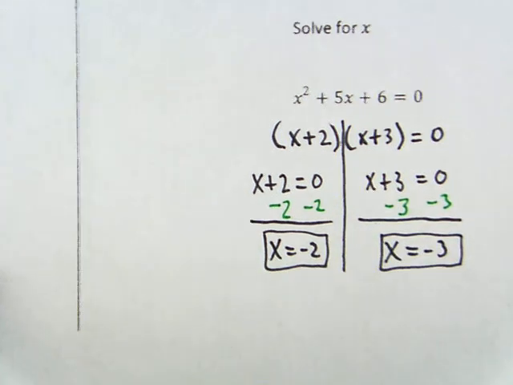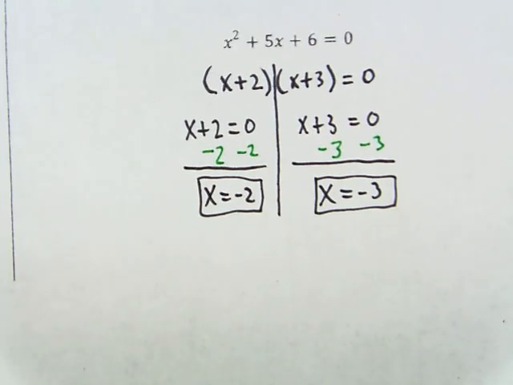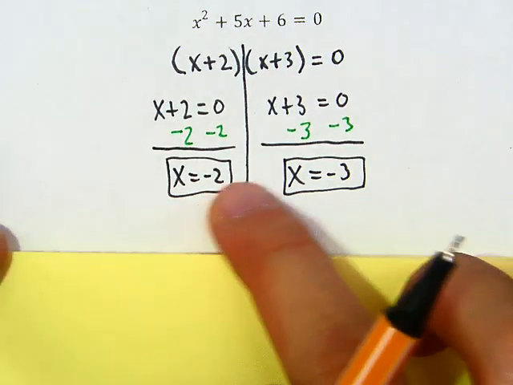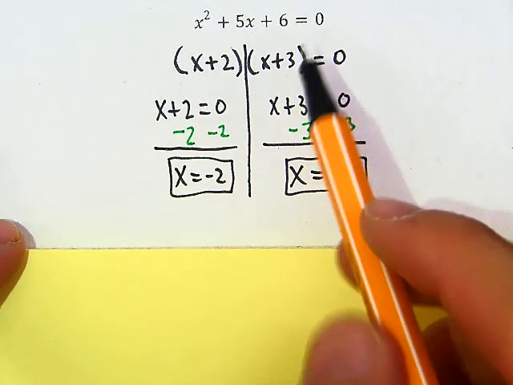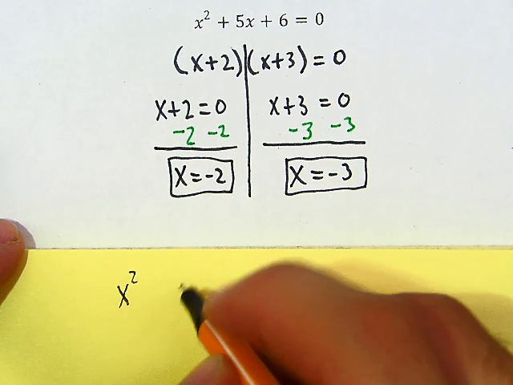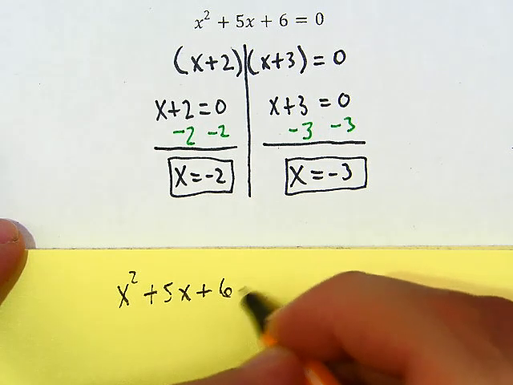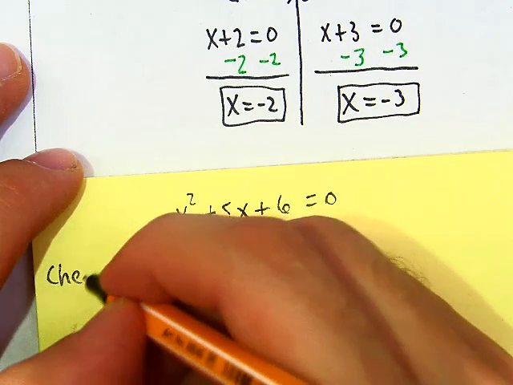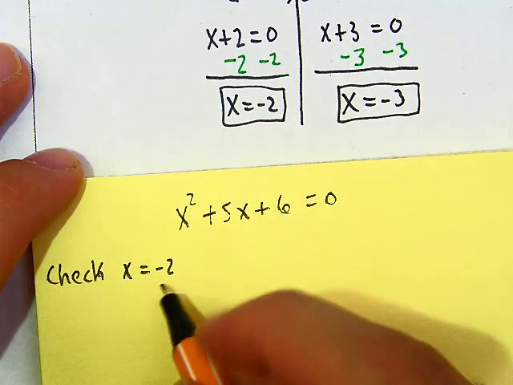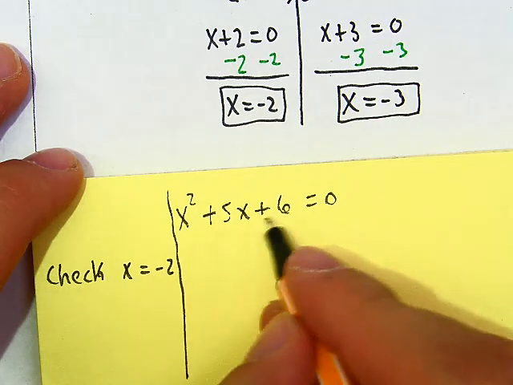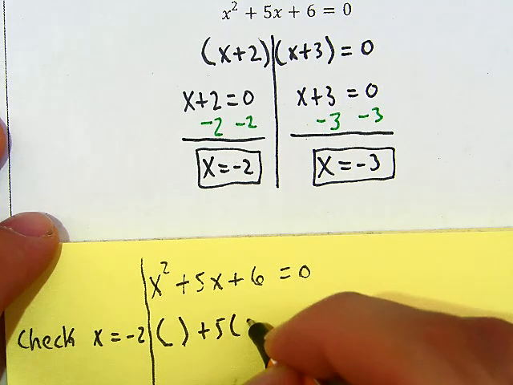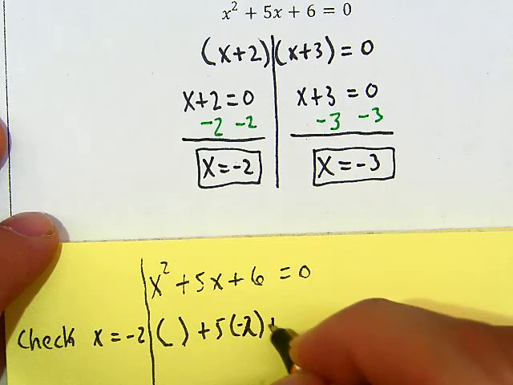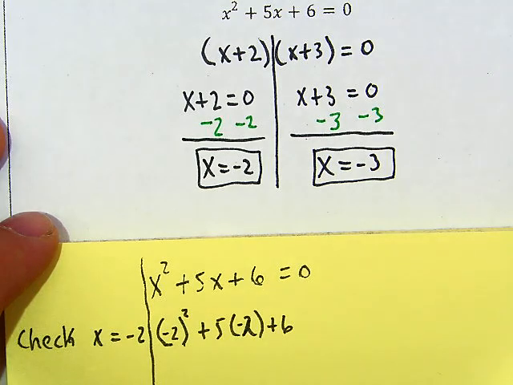But let's not forget, what do these two values represent? What does this x = -2 represent? It represents that if I take this -2 and plug it in here, it better give me 0. So let's see. If I have x² + 5x + 6 = 0, check x = -2. Let's substitute -2 in here to see if we get 0. So it's (-2)² + 5(-2) + 6, equals 0.